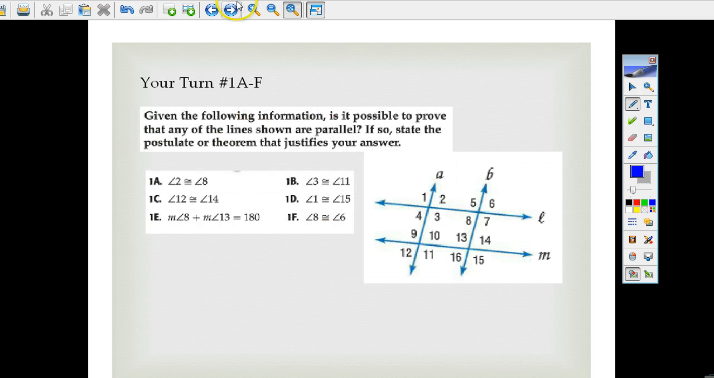Here's your turn, numbers 1A through 1F. I know there are six problems here, but you're just telling me which postulate or theorem proves that any of the lines are parallel. So first tell me what postulate and what lines are parallel. There are two parts for each question. Go ahead and do numbers 1A through 1F and come back when you're done.